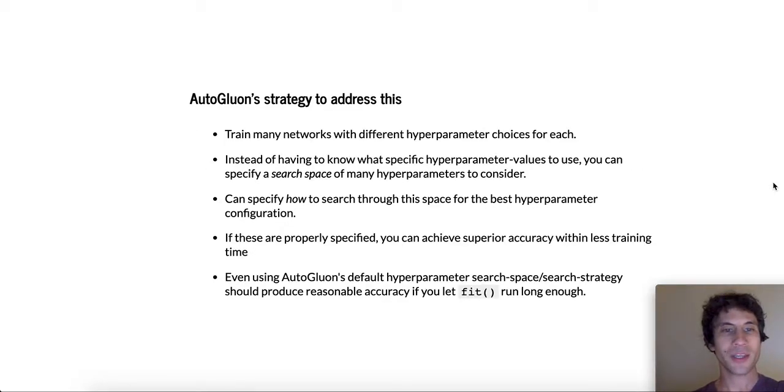To address this issue, AutoGluon trains many networks automatically with different hyperparameter choices for each. Instead of having to know what specific hyperparameter values to use, you can instead specify a search space of many hyperparameters to consider, and also specify how to search through this hyperparameter space for the best configuration. If these are properly specified, you may be able to achieve superior accuracy within less training time, but even using AutoGluon's default hyperparameter search space and search strategy should allow you to achieve reasonable accuracy if you let fit run long enough with many trials.